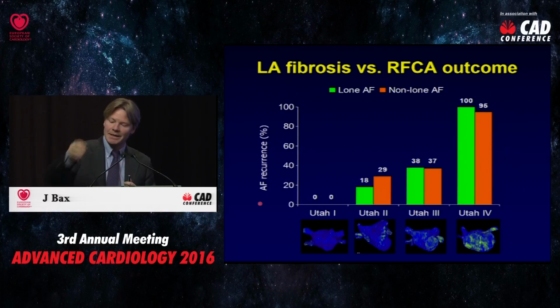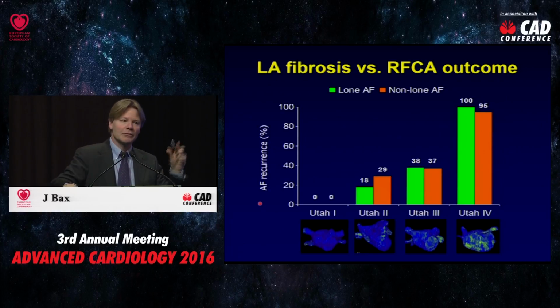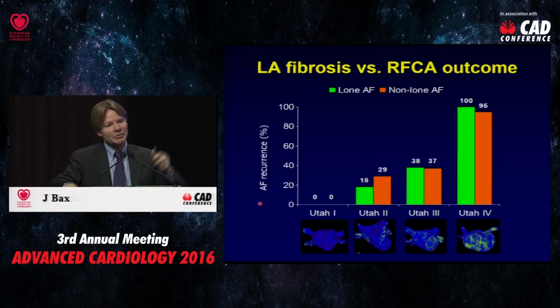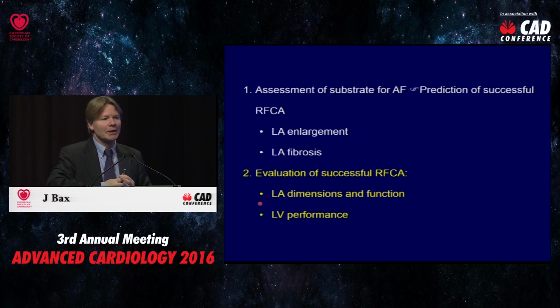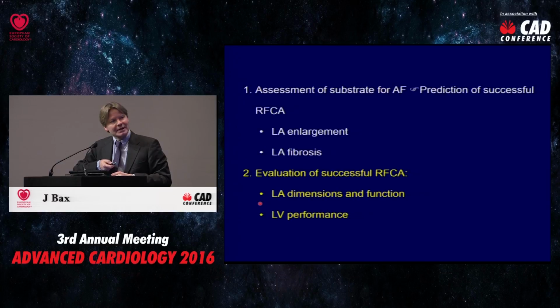So step by step, I brought you during the talk from size to function to fibrosis, to development of atrial fibrillation, and to possibly how to ablate atrial fibrillation. Which ones can we ablate, which ones we cannot ablate. The last few slides that I have are the evaluation of successful ablations. We can look again at dimensions and function, and we can look at LV performance.